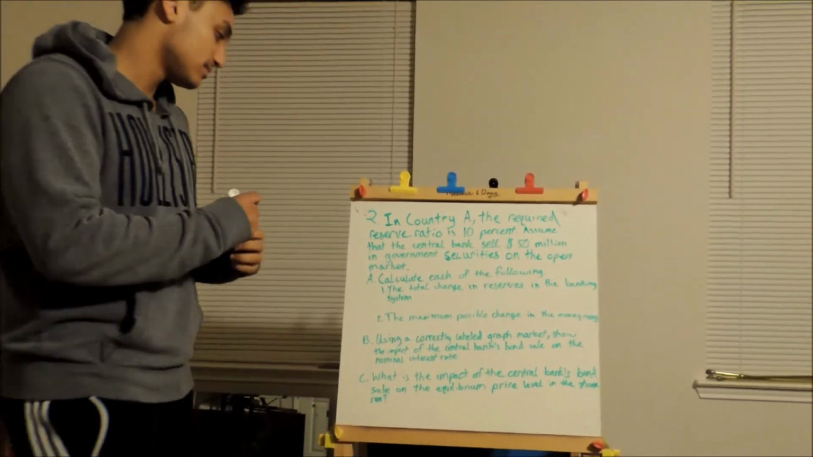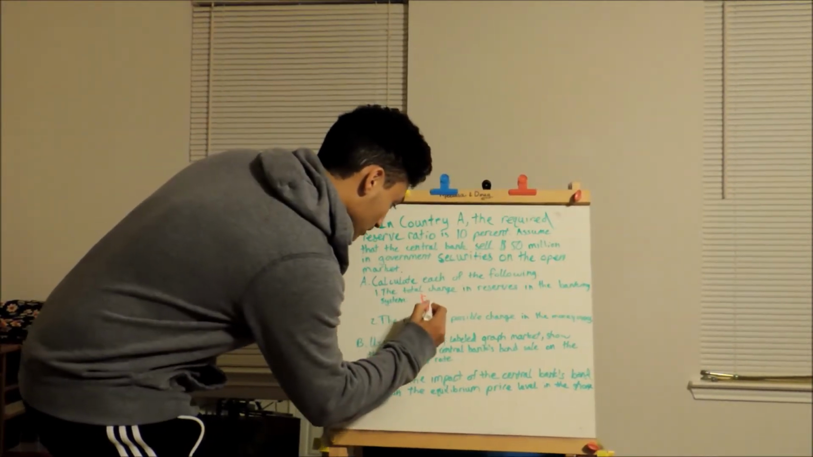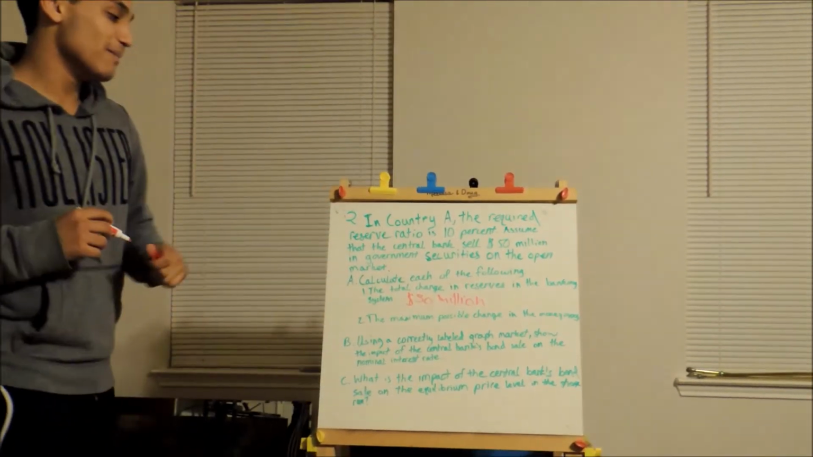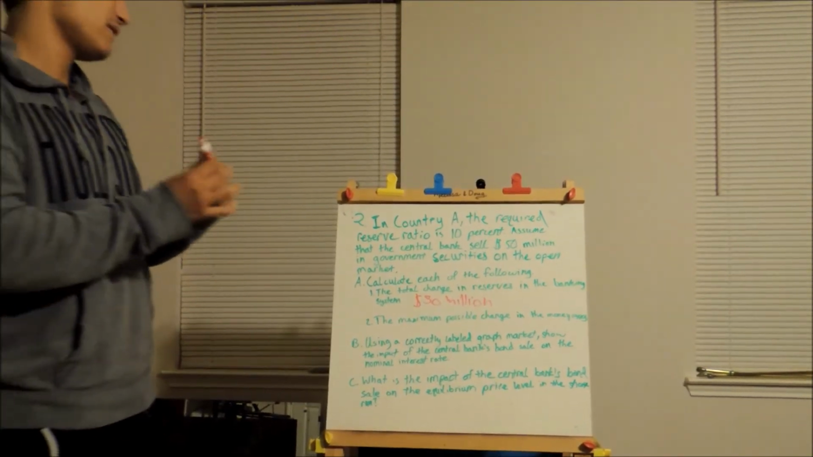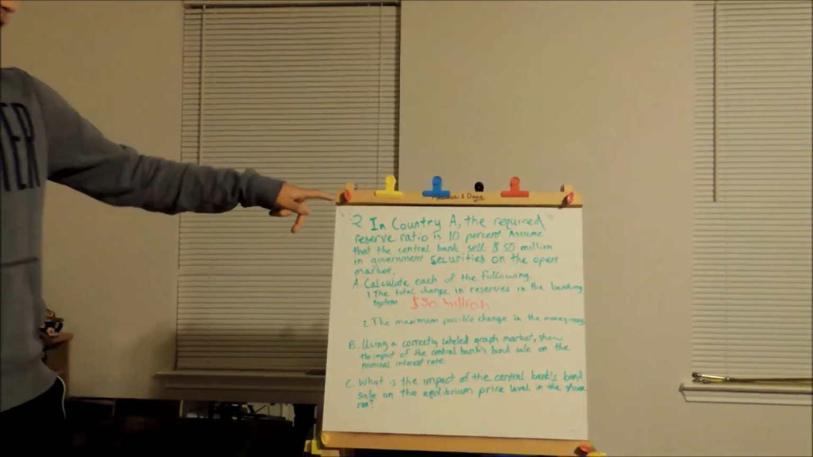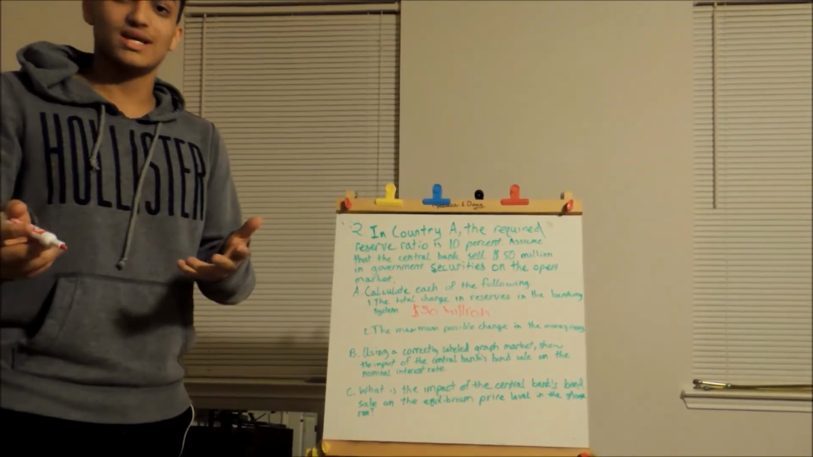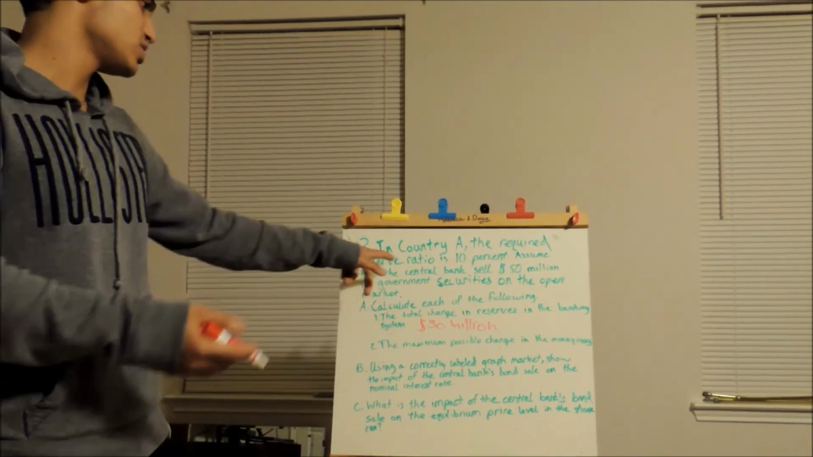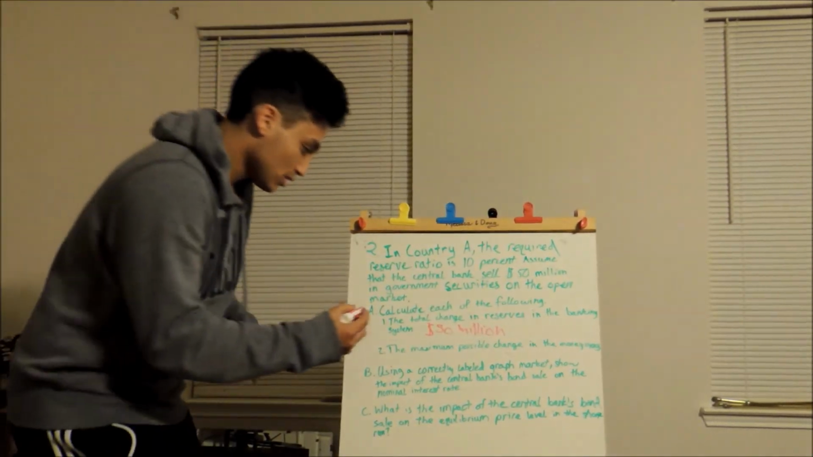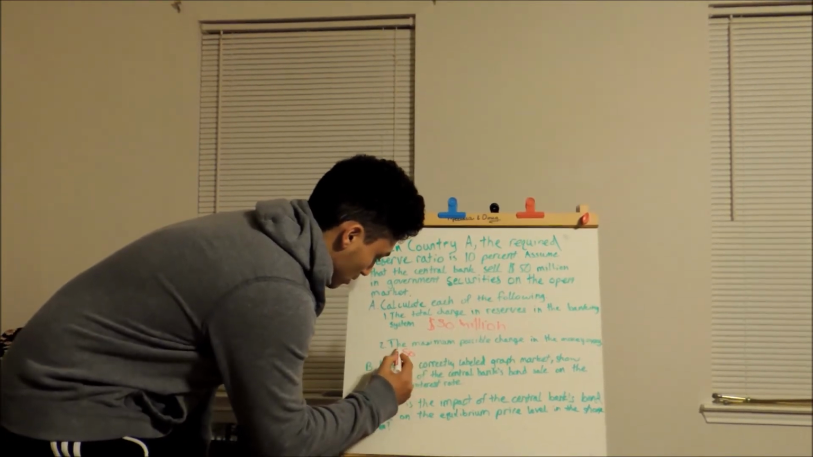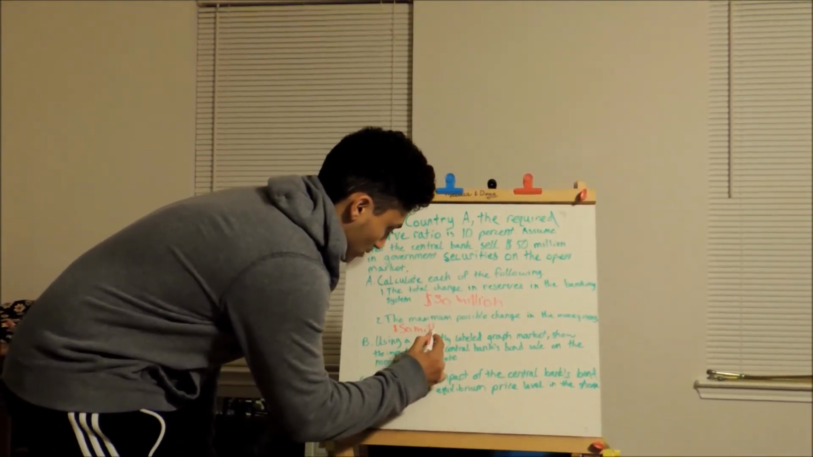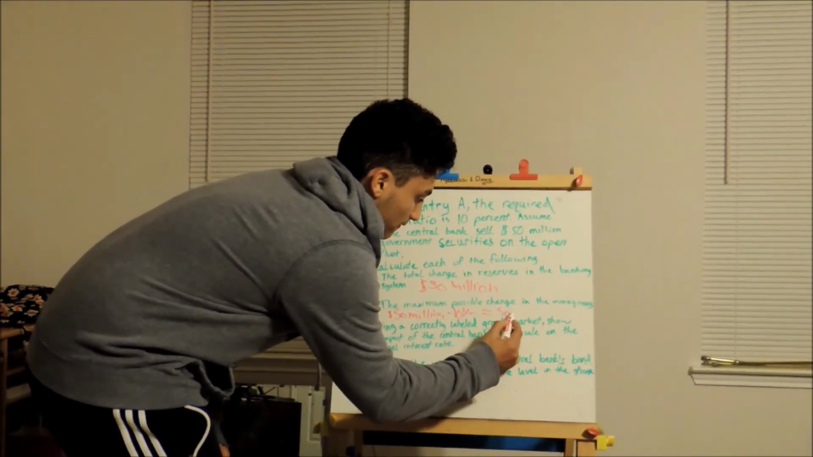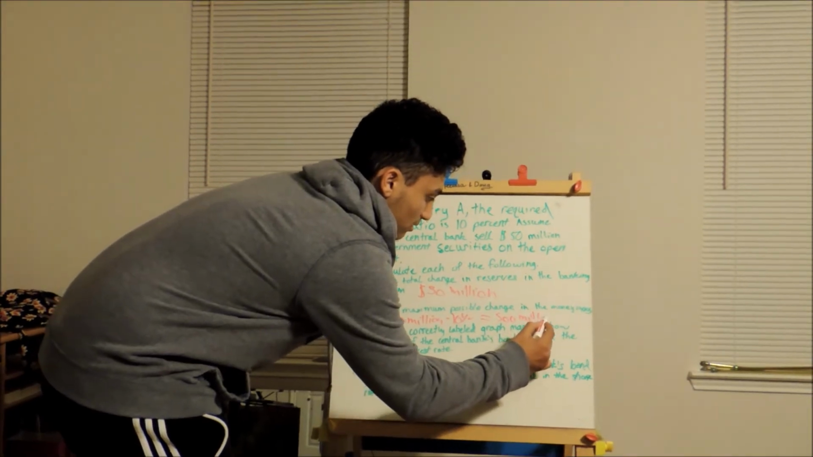Okay, let's move on to the next part. Let me write 50 million right here real quick. Now, the maximum possible change in the money supply. To find the maximum possible change in the money supply, we're going to have to multiply the reserve ratio, which is 10%, by the total change in the reserves, which is $50 million. So, that's 50 million times the 10%, which equals $500 million.